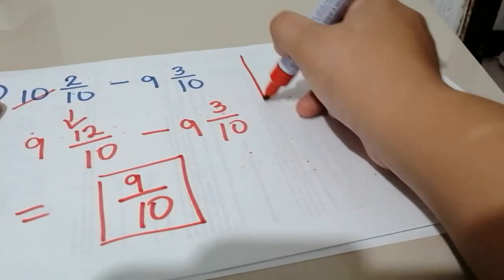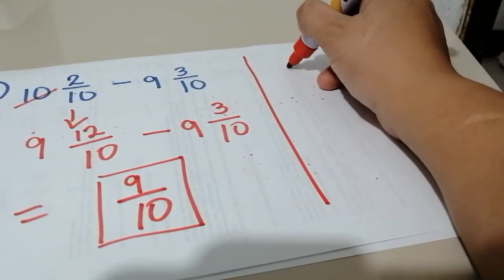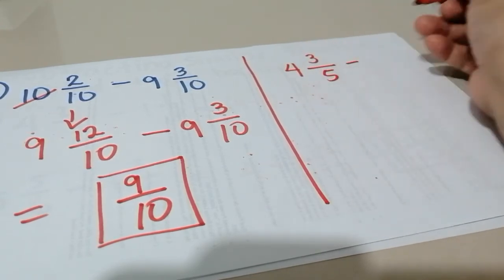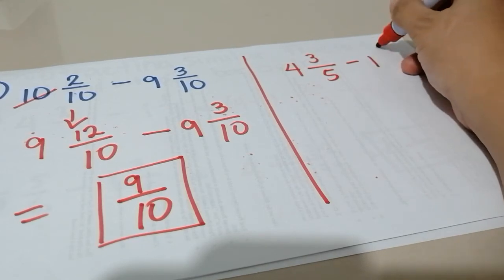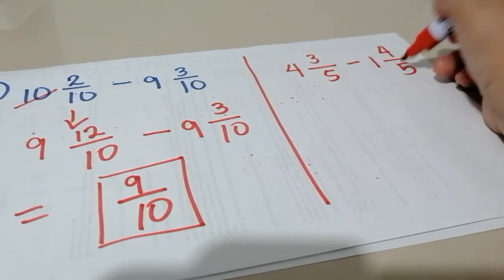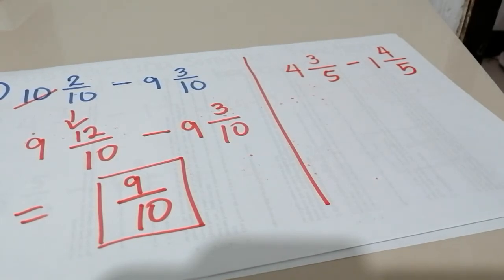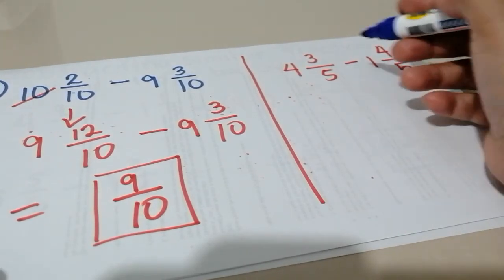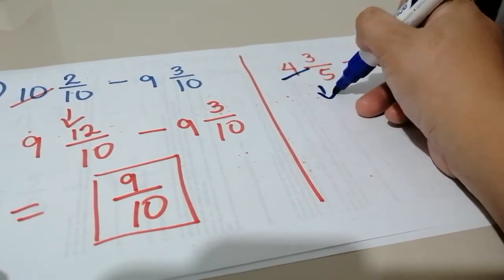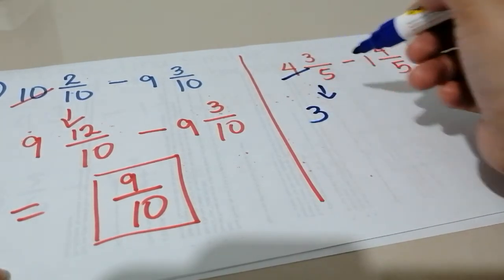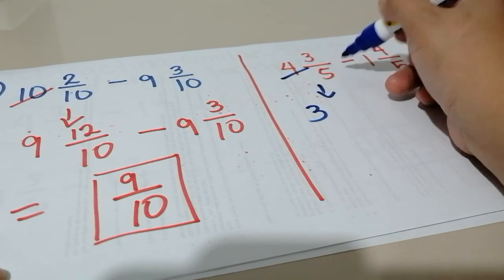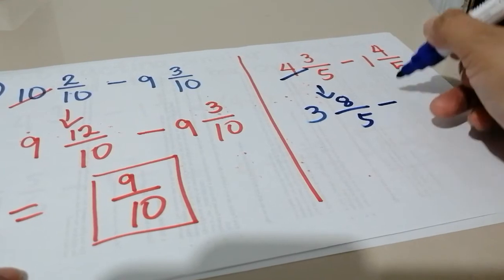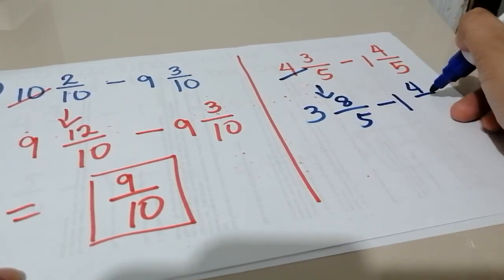Okay, another one. What if we have this 4 and 3/5 minus 1 and 4/5? Okay, so again, ang gagawin natin dyan, 3 minus 4 is not possible, so kailangan natin mag-borrow ng 1 sa 4. So 4, renaming it, 4 will become 3, at the new numerator will be the sum of this, 3 plus 5, that will be 8 over 5, minus 1 and 4/5.